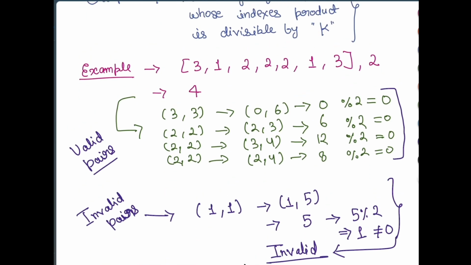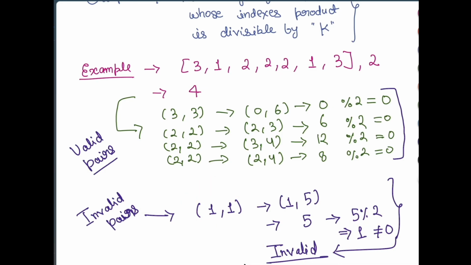So what is the index of 1, 1? It's 1, 5 because we have 0, 1, 2, 3, 4 and then 5. So index 1 and index 5. So we have this 1, 5 whose product is 5. 5 mod 2 is equal to 1. That's not equal to 0, right? And that is why this is invalid. We can say this pair is invalid and we are not going to count it. Now this is the complete understanding of this problem itself.